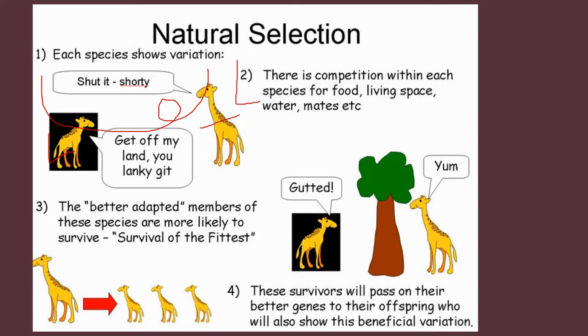So, and the fourth one, these survivors will pass on their better genes to their offspring who will also show this beneficial variation. So, ang mangyayari, mawawala ng offspring tong si short na giraffe, kaya meron tayo ngayon, kaya mga giraffe natin ngayon ay tall, matataas. Kasi nawala na yung mga short na giraffe. Hindi sila nag-survive.